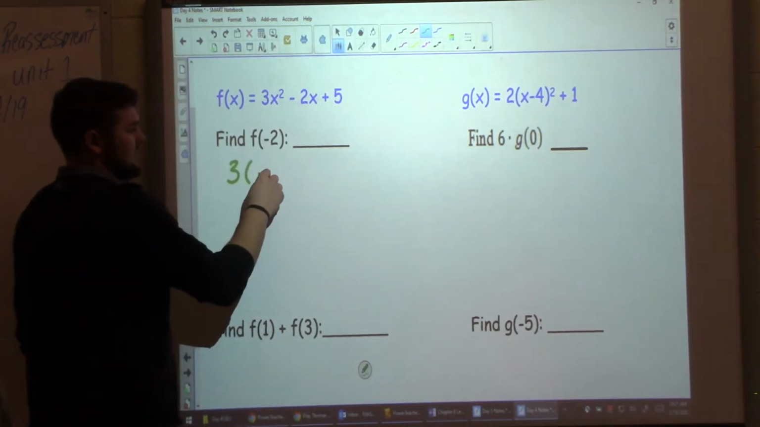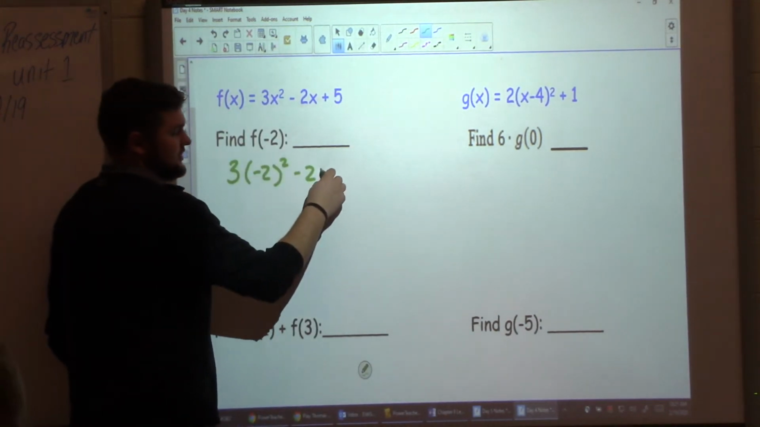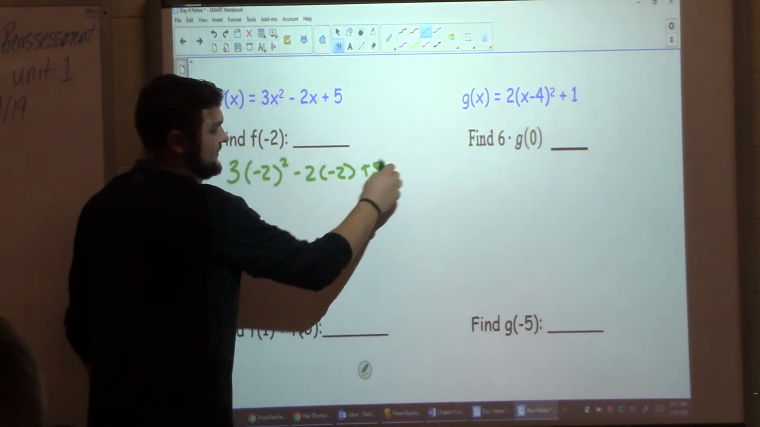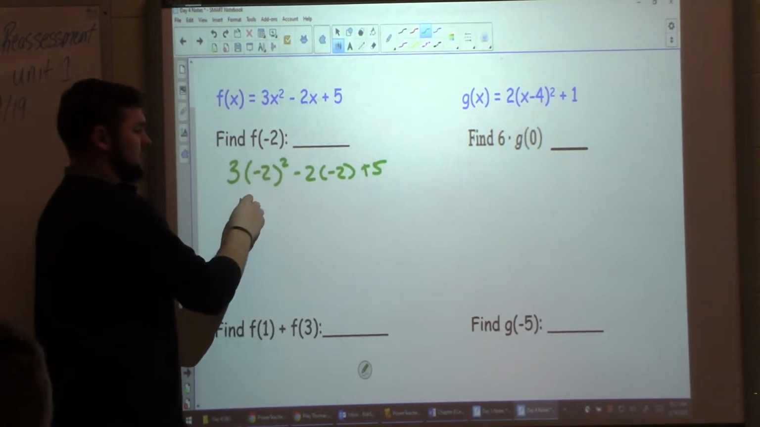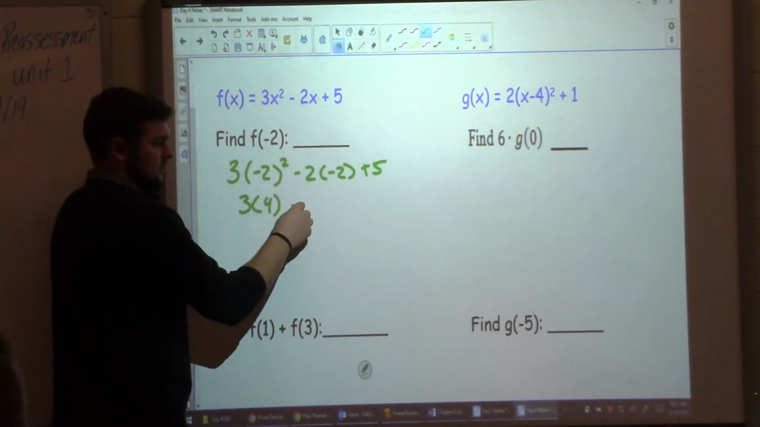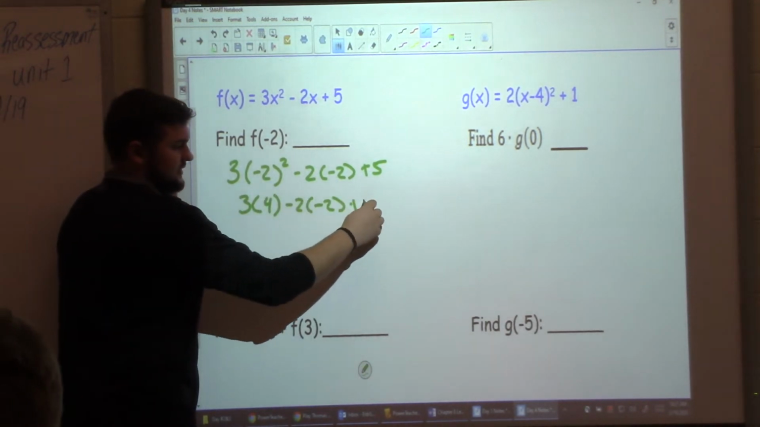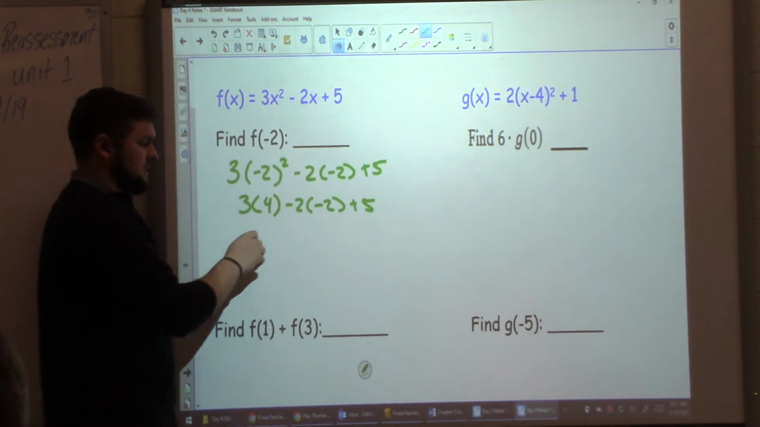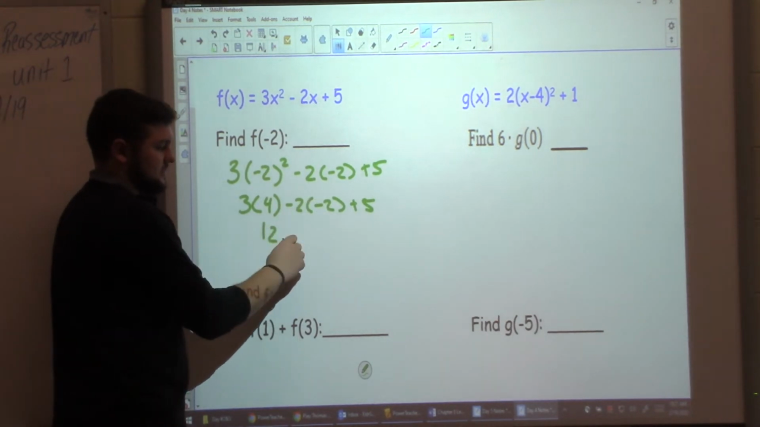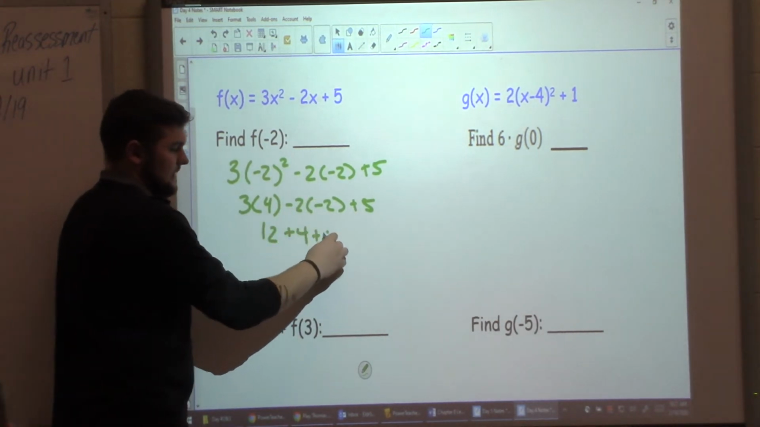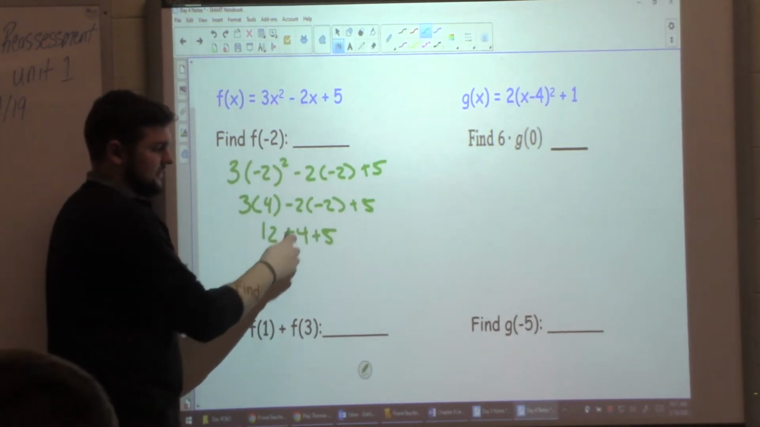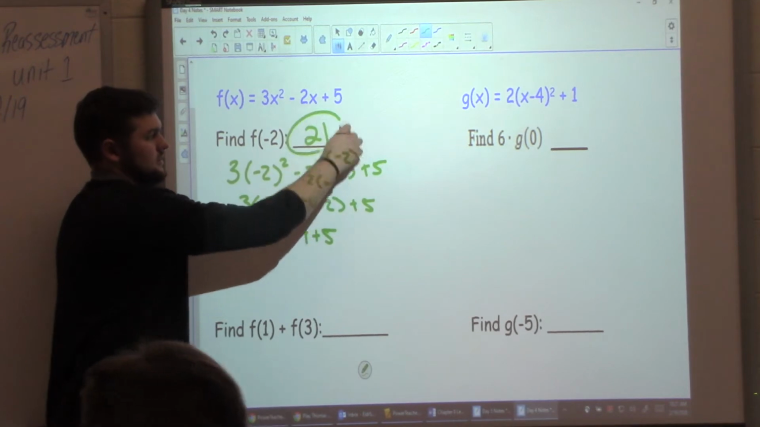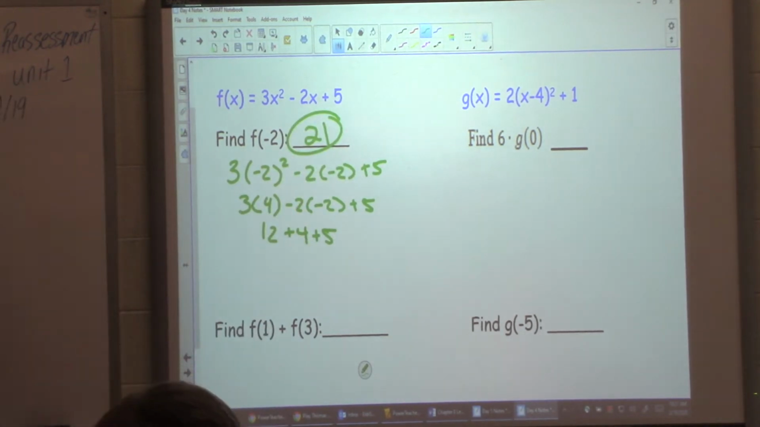3 times -2 squared minus 2 times -2 plus 5. Pretty easy, something we've done before. -2 squared is 4. Minus 2 times -2 plus 5. Well, 3 times 4 is 12. -2 times -2 is 4 plus 5. So 16 plus 5 gives me 21. Okay, that was easy.